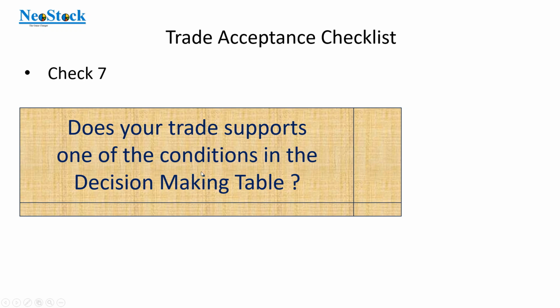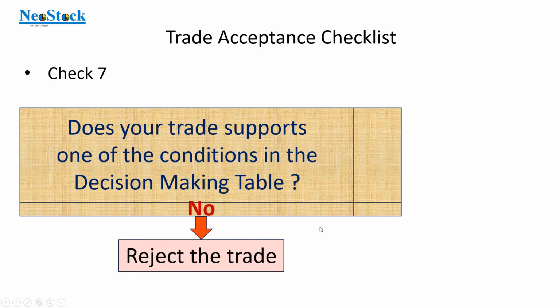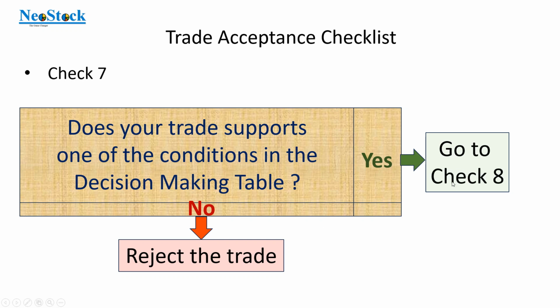Let us assume none of the rules are satisfied. Not even one rule is satisfied. That means all the rules are not supporting. Then what do you have to do? Then immediately you need to reject the trade. If even one rule supports, you can proceed further. So if the answer is no, reject the trade. If the answer is yes, go to checklist item 8.